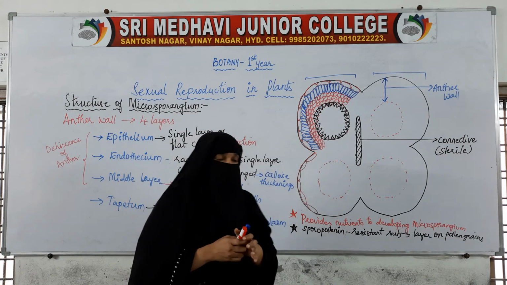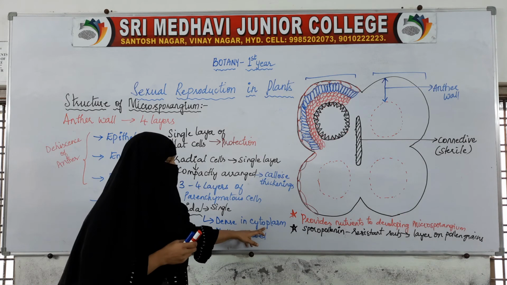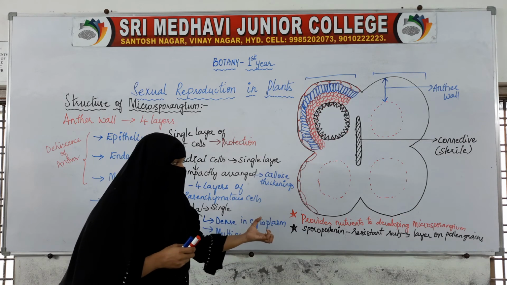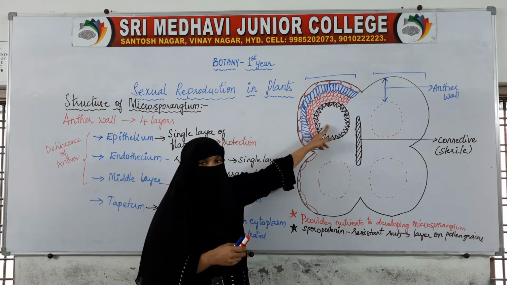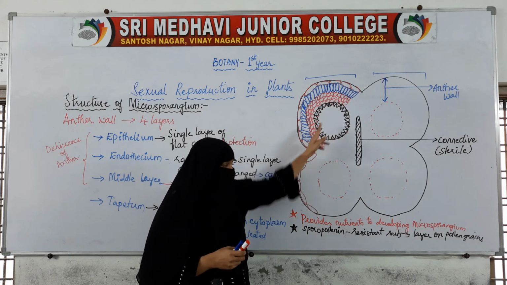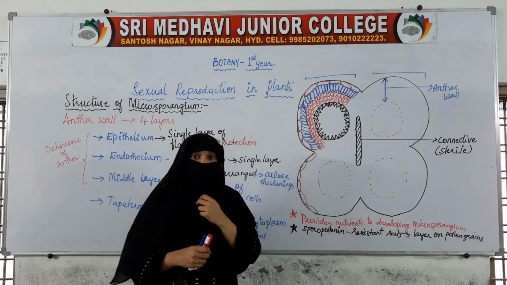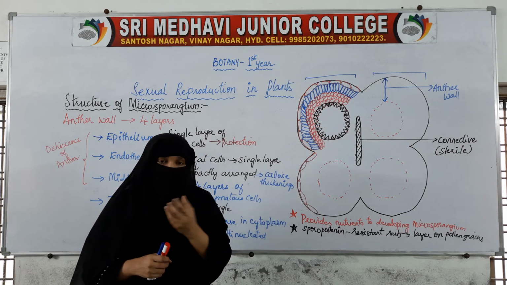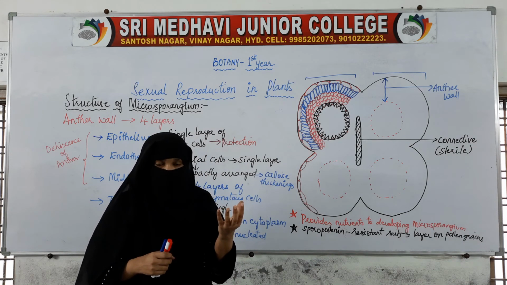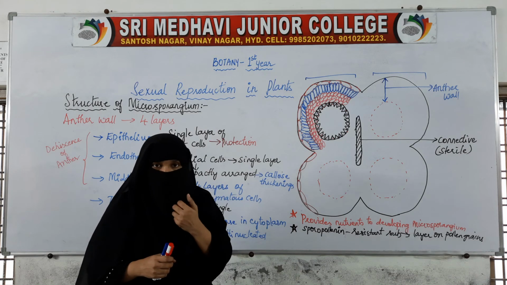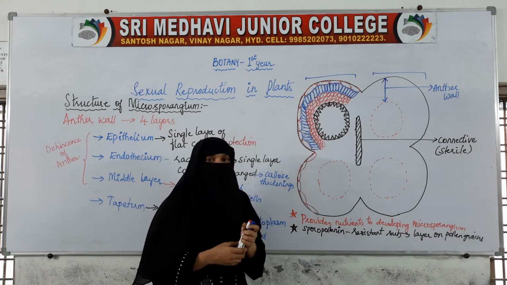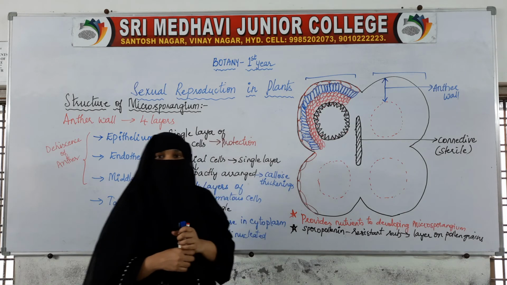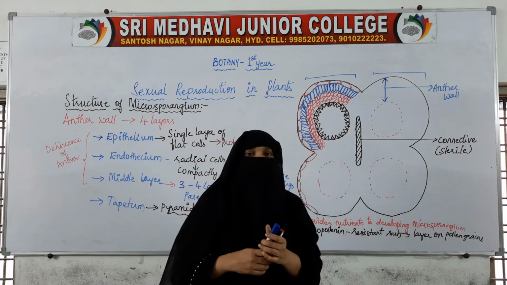So it is a nutritive tissue; as it is dense in cytoplasm, it has nutrients, so it provides nutrients to the growing, developing microsporangium. It also helps in the production of sporopollenin, which forms a protective layer on the pollen grains, and it also releases an enzyme called callase.